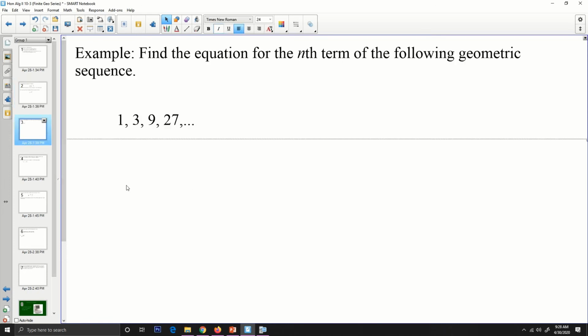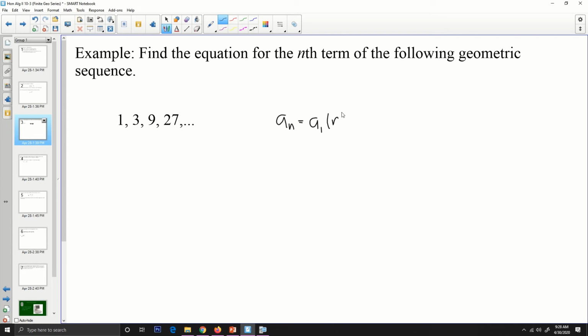So first thing, find the equation for the nth term of the following geometric sequence. And so what we're going to do here is we're going to start looking at this value, and we have to fill in the blanks for that general form. A sub n equals a sub 1 times the common ratio to the n minus 1.